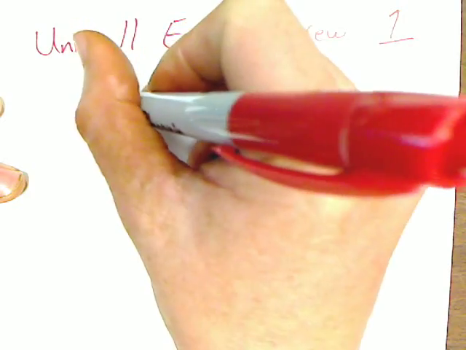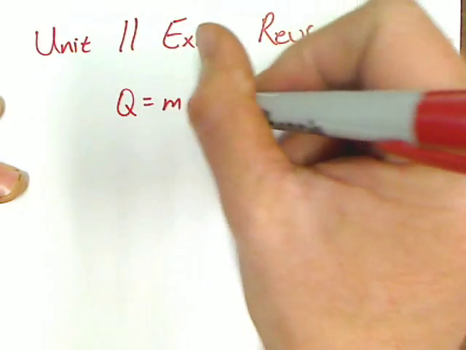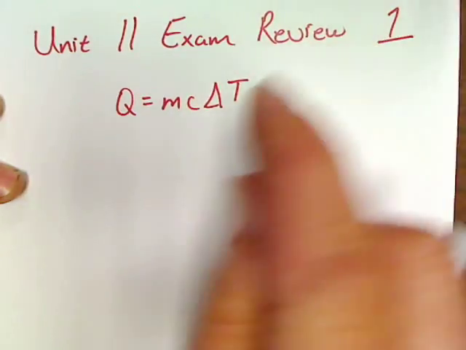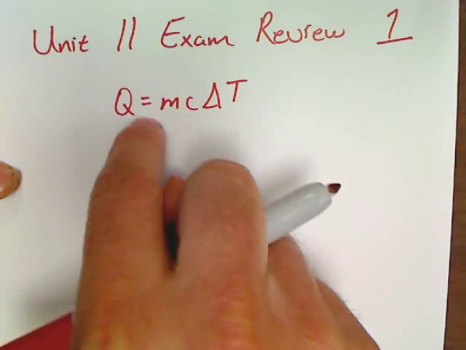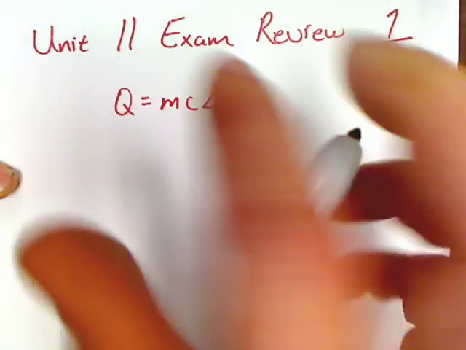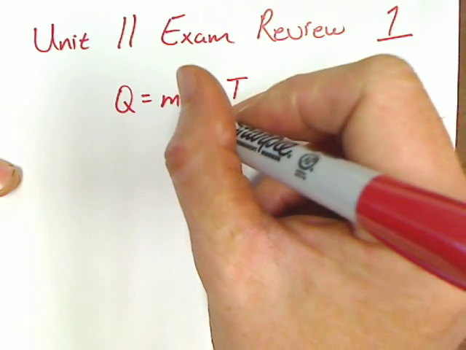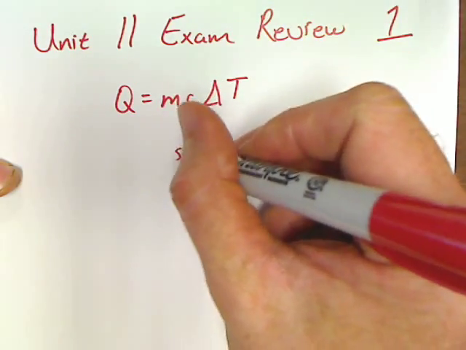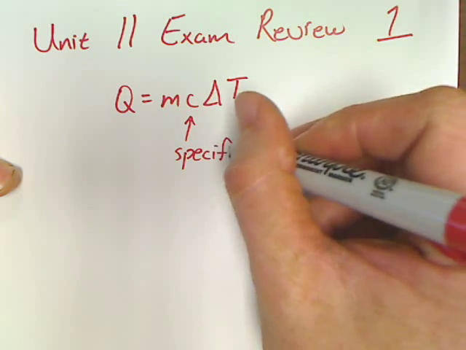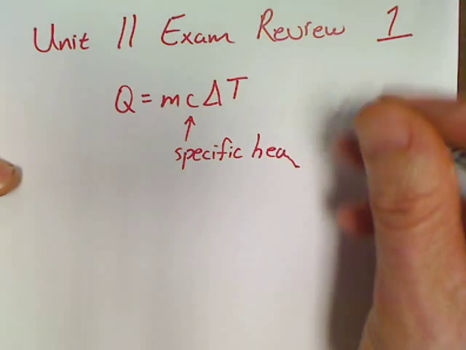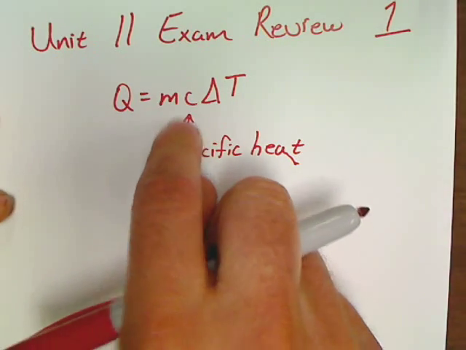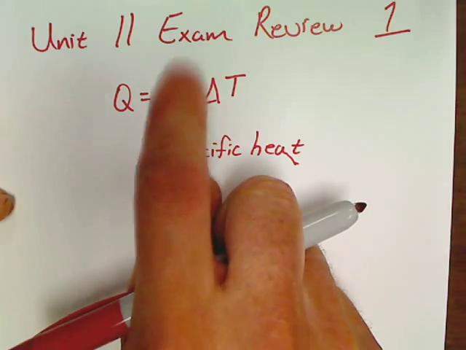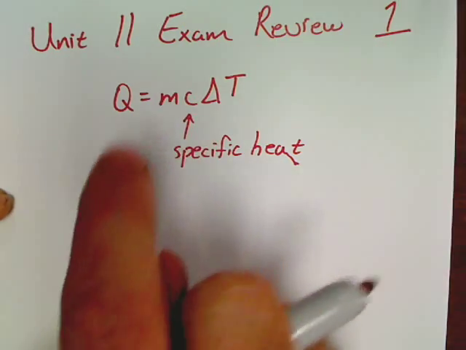You are supposed to know the equation Q equals mc delta T. And as of right now, you are supposed to be able to work any basic problem that might give you one of these things. You are supposed to know that C stands for specific heat. You are supposed to, wow, I messed that up. You are supposed to know every material has its own, thus specific heat.